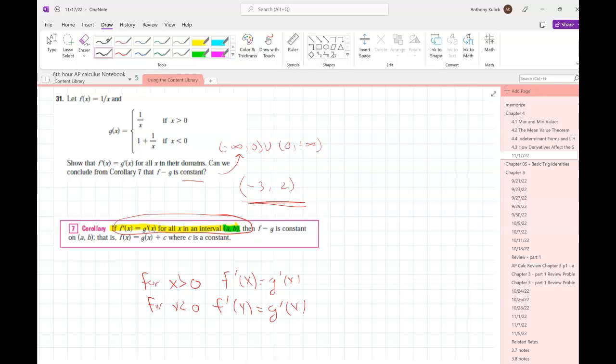Others? Blake or Luke? Blake? I could take this one. Would you mind doing number 29? Same thing, 4-2 still? Yeah, 4-2.